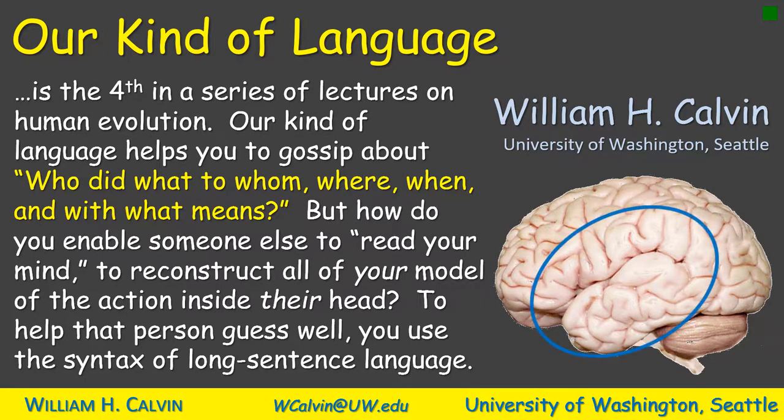Our Kind of Language is the fourth in a series of lectures on human evolution. Our kind of language helps you gossip about who did what to whom, where, when, and with what means. But how do you enable someone else to read your mind, to reconstruct all of your model of the action inside their head? To help that person guess well while mind reading you, you use the syntax of long sentence language.